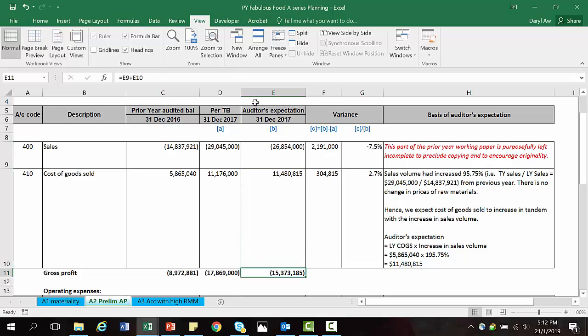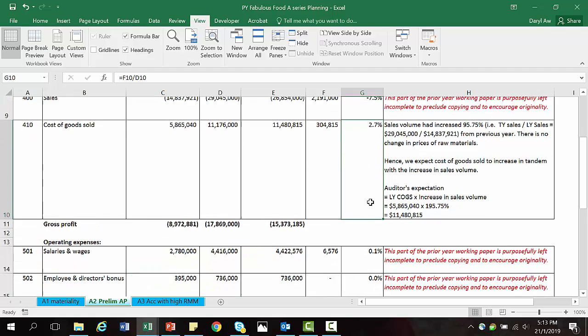Now the variance here will be taking the auditor's expectation of 1,140,815 minus the client's figure of 1,176,000, and that will give me 304,815. Okay, so I will find the percentage increase, which is 304,815 divided by the auditor's expectation, to give me 2.7. So you can see here there's a fluctuation of the cost of goods sold from our auditor's expectation of 2.7%. Now, as we have gone through in the lecture, our tolerable variance would be 5%. So only when it's more than 5% or more than negative 5%, then we will identify this as an account with a higher risk of material misstatement. So in this case, cost of goods sold is not an account with a higher risk of material misstatement.